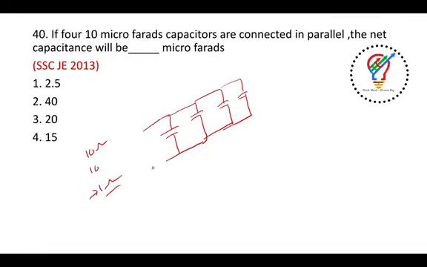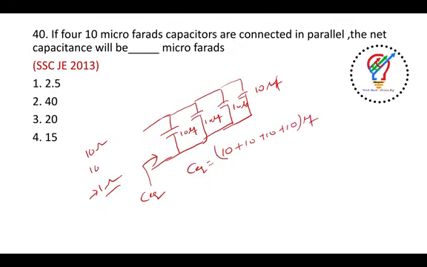But here it is a different case. If you look at C equivalent here, this will be 10 microfarads, 10 microfarads, 10 microfarads, 10 microfarads. These 10 microfarad capacitors are connected in parallel, which means C equivalent is equal to 10 plus 10 plus 10 plus 10 microfarads, which is equal to 40 microfarads. The answer will be 2, the right answer. This question was asked in SSC JE 2013.